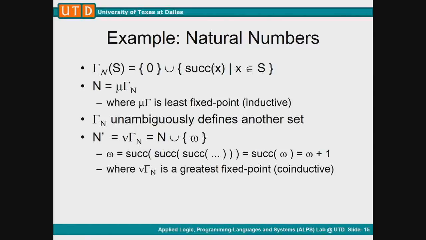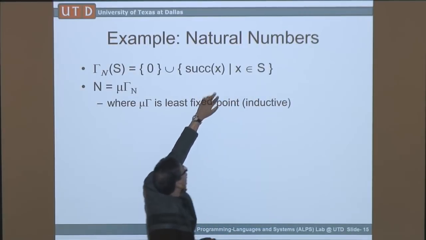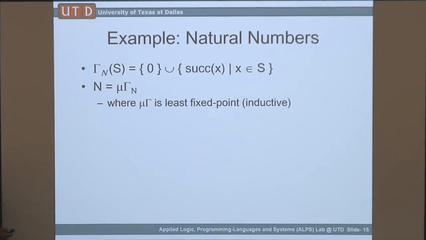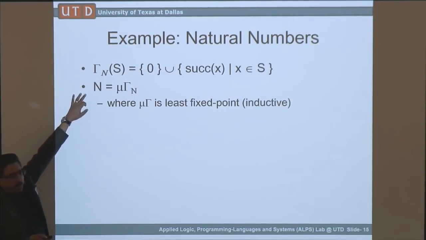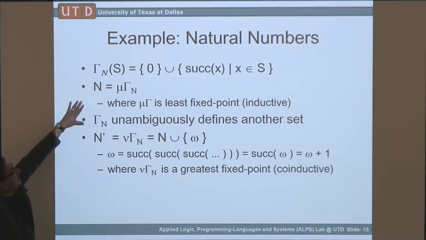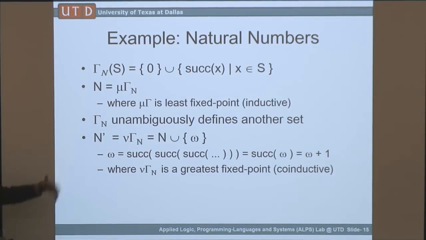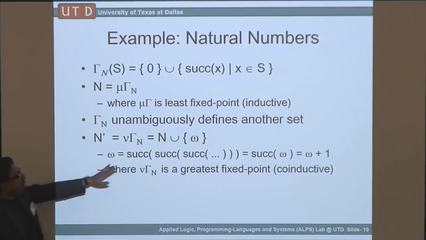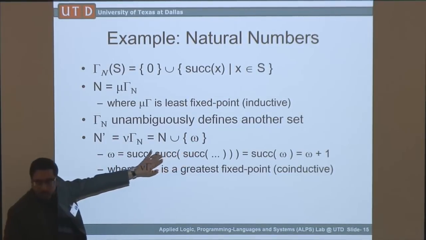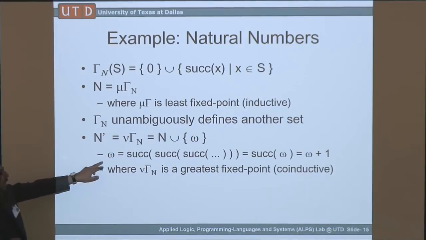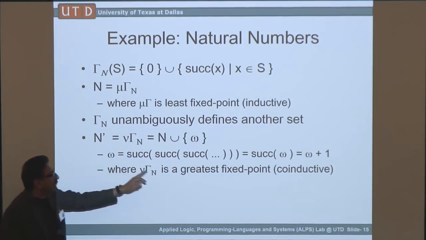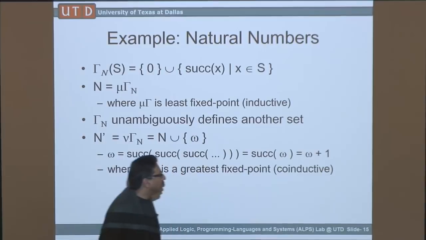So natural numbers: if I define natural numbers in this manner, that 0 is a natural number, and I want to build the set S, if X is in set S, then X plus 1 is also a natural number. Then I can have a least fixed point interpretation and a greatest fixed point interpretation. The least fixed point interpretation will give you all the finite natural numbers. The greatest fixed point will also include omega, the infinite element. And you can think of omega as a solution of the equation omega equals omega plus 1.